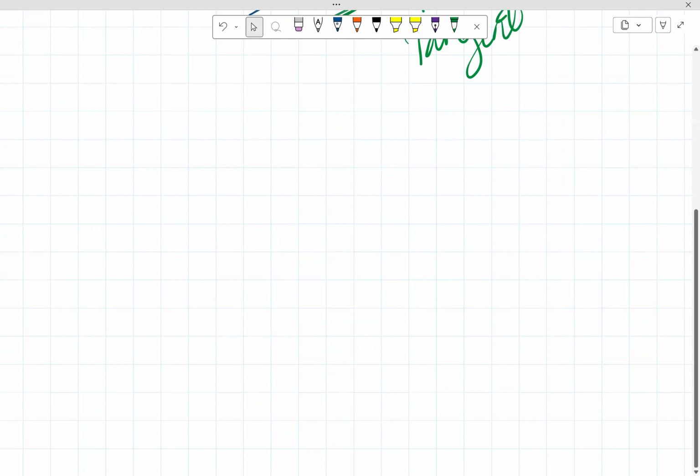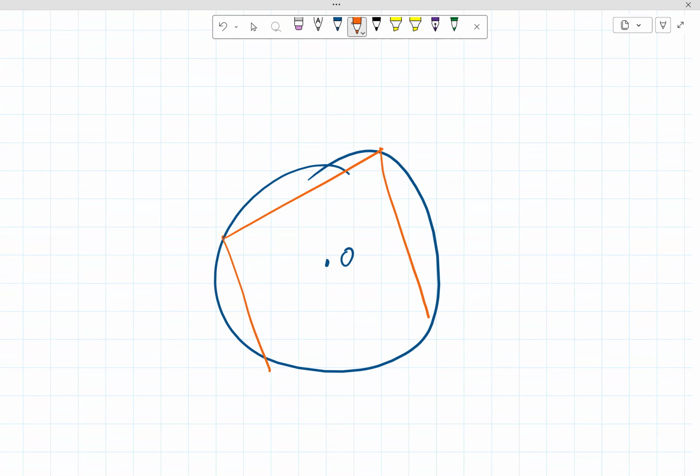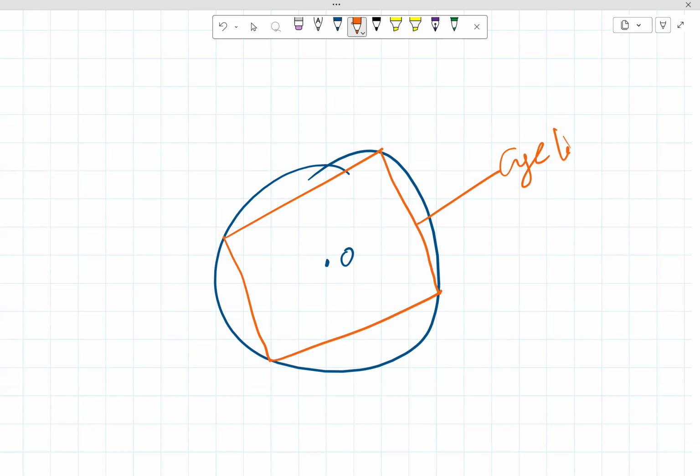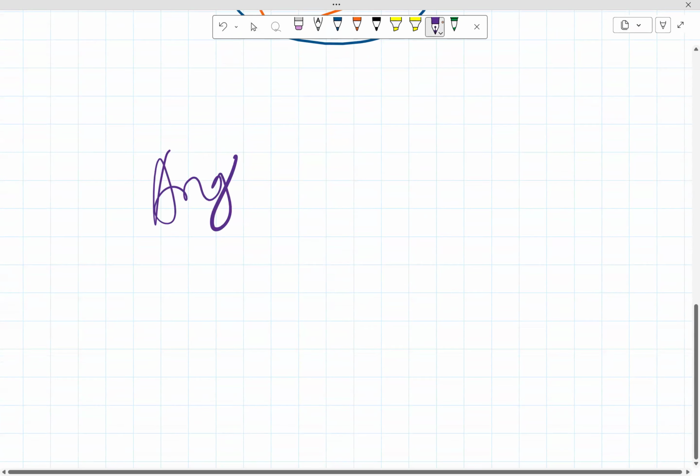Okay, and then there's a cyclic quadrilateral. So if I draw another circle with center O now, a cyclic quadrilateral will be any four-sided polygon whose vertices lie on the circle like this. So ABCD now, this thing, you can call a cyclic quadrilateral. And having talked about that, we would also want to talk about some angle facts.